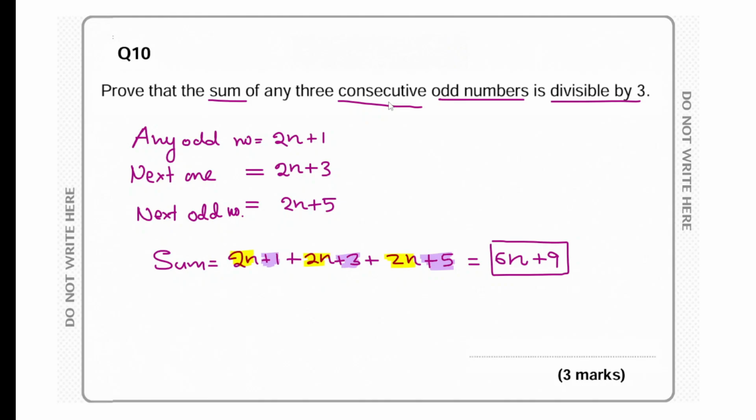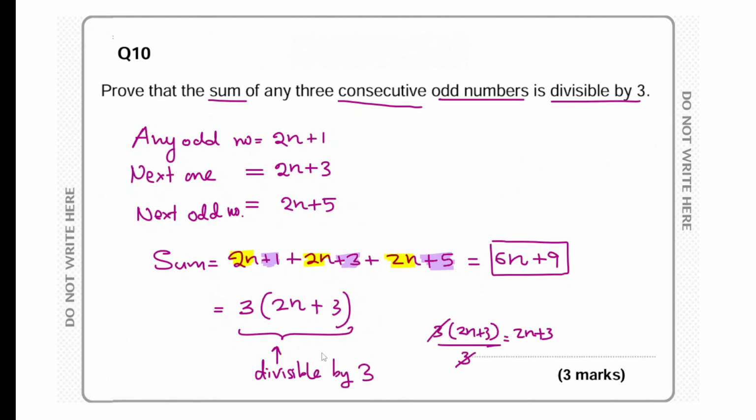So I need to show that it is divisible by 3. Let's factorize it. 3 can be taken out. From 6n, you take 3 out, you're left with 2n, plus 9 divided by 3 is 3. So I can obviously divide it by 3. You can write that this is divisible by 3, or you can divide it by 3 and show that you get 2n plus 3. Either way, it's okay.